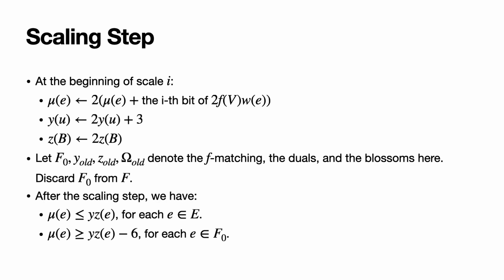Let's go to the details of each scale in our algorithm. At the beginning of a scale, we reveal the edge weights and duals, then discard the last scale's matching F0. After the scaling step, we can prove that μ_e is no more than y_e for all the edges, and μ_e is no less than y_e minus 6 for edges in F0.